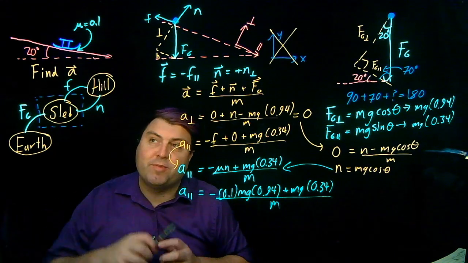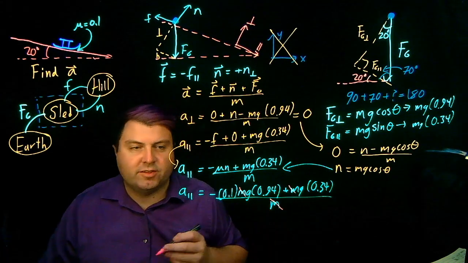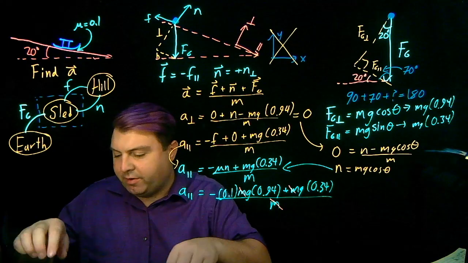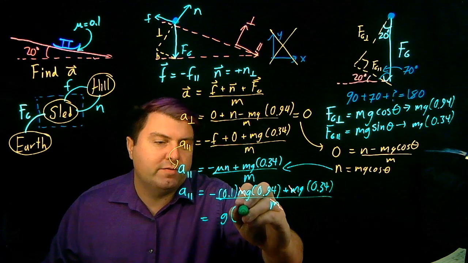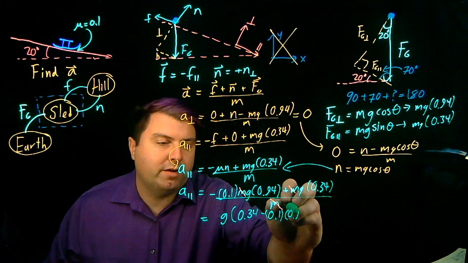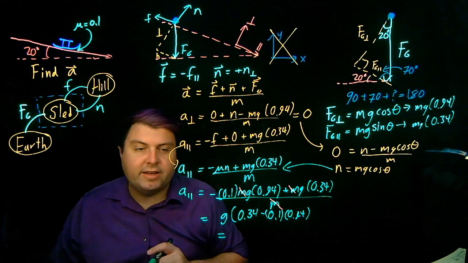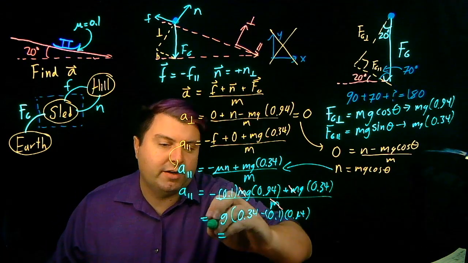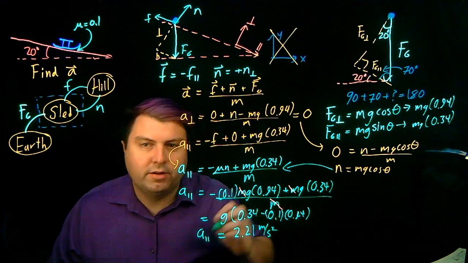Why did we not specify the mass of the sled? Because we have a mass term here, here, and here, so our masses cancel. Now we just have numbers. We can plug in g is 9.8. We can rearrange a little nicer and factor out g, so we have 0.34 minus 0.1 times 0.94. If we do all of that, we get g times a very small number, and our acceleration in the parallel direction is 2.21 meters per second squared.